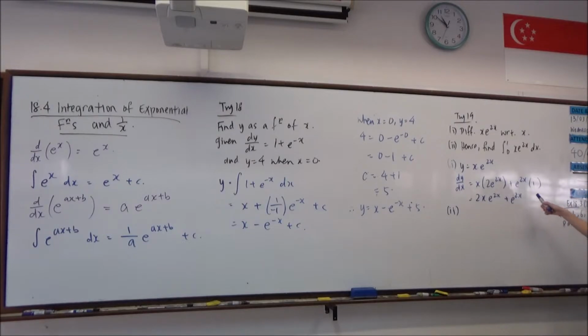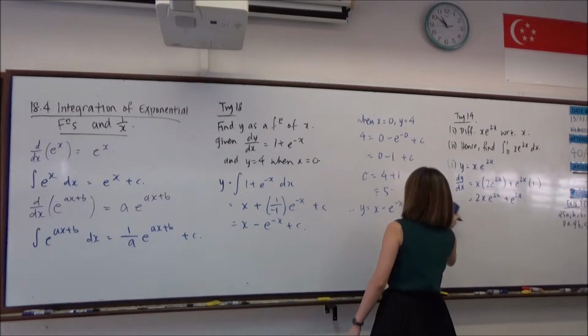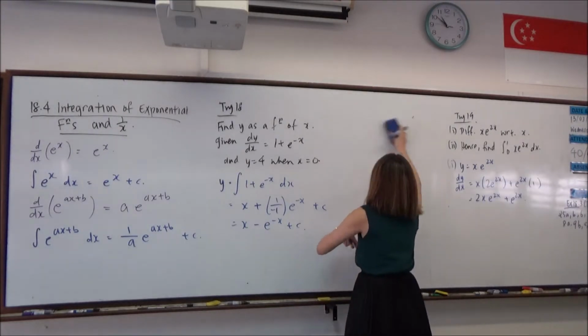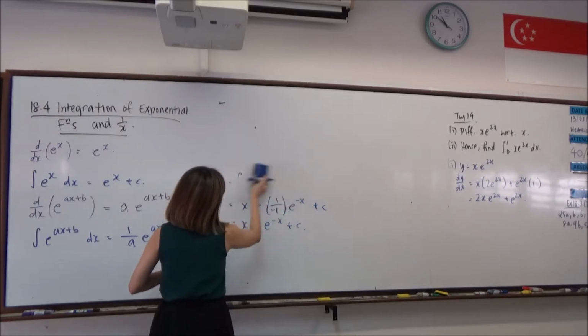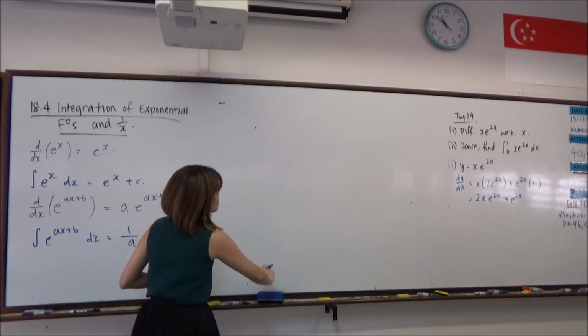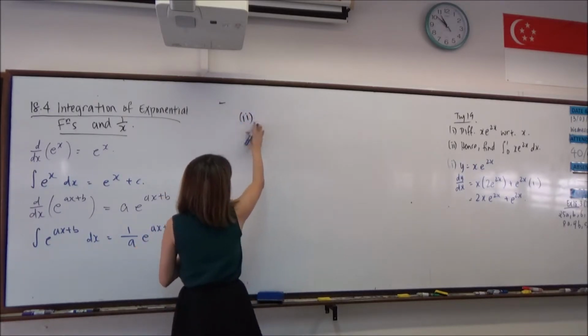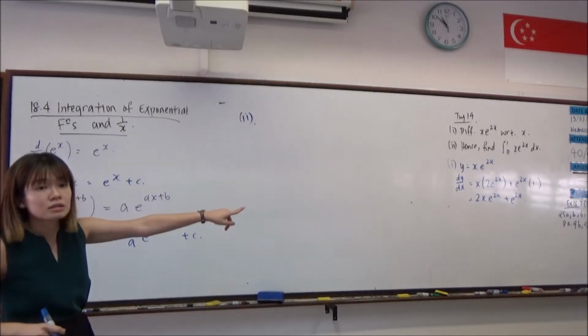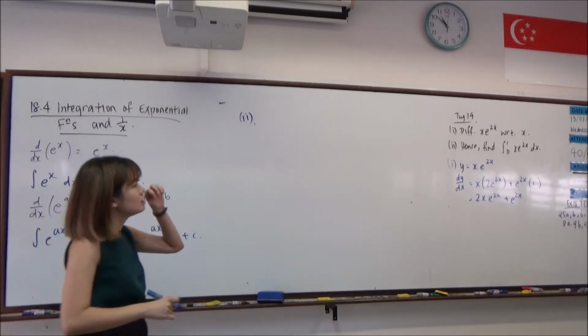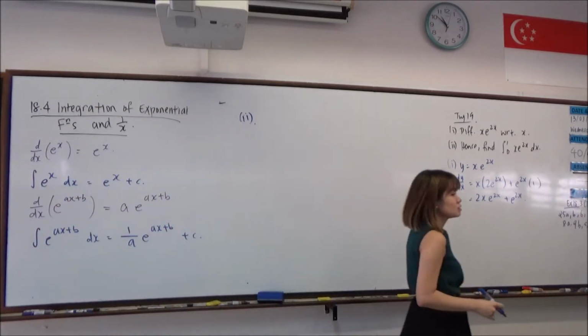Okay, do we get this? Alright, in part 2 we want to hence find the integral from 0 to 1 of x times e to the power of 2x. How will we do this? How do we do part 2? Substitute 1 and 0 into that. Really? Okay, what's the first thing I'll write? Can you factorize all of this?